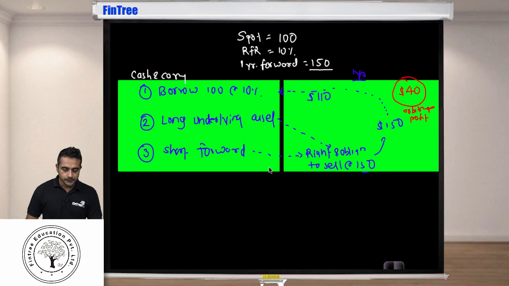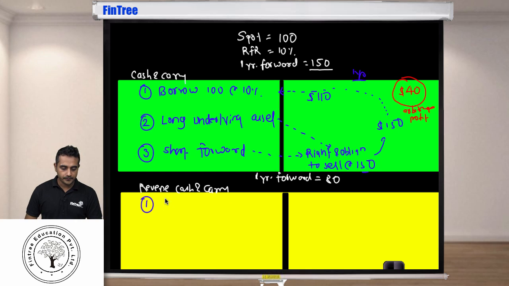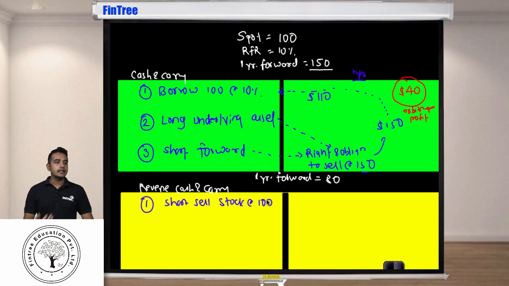What if the 1 year forward is available at the price of 80? Then what do you do in this scenario? So now the arbitrage you'd use would be referred to as reverse cash and carry. Here, step number 1, short sell the stock at 100. Short selling is selling a stock without having it. We are going to make the theoretical assumption that we have received that 100.